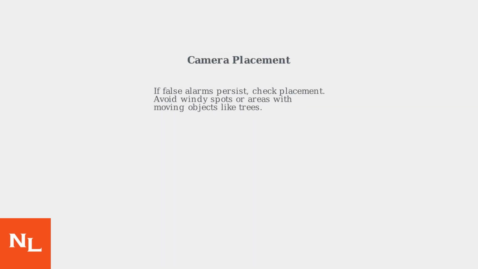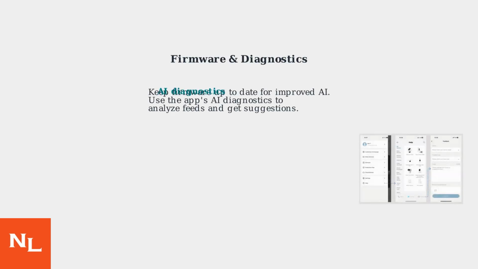If false alarms continue, double-check your camera placement. Avoid positioning in windy areas or near moving objects like trees, which can trigger unwanted detections. Ensure your firmware is up to date, as updates include better AI algorithms for pet detection. Regularly check the Eufy app for AI-powered diagnostics that analyze your video feeds and suggest optimizations.